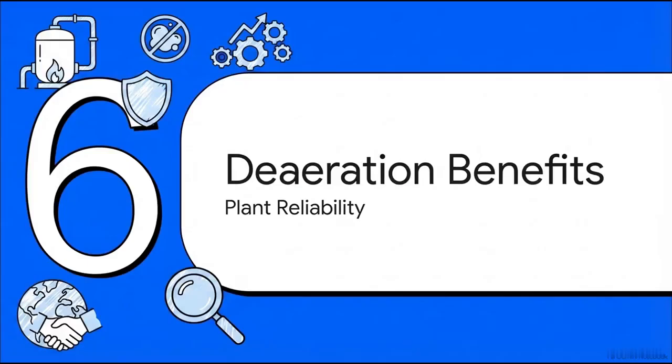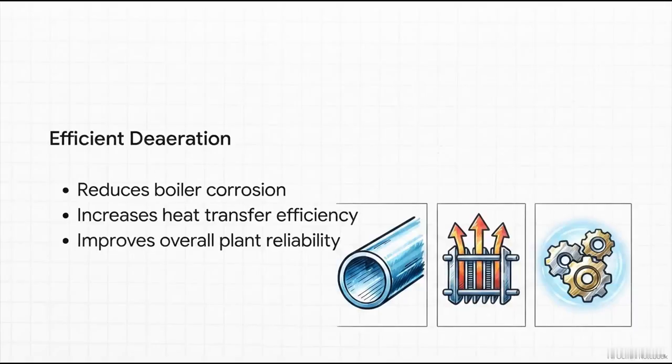Let's zoom out now for Section 6, the big picture benefits. This whole process brilliantly illustrates the ultimate payoff for industrial plants. By flawlessly executing this gas removal, the deaerator essentially accomplishes 3 massive things. First off, it drastically reduces boiler corrosion. We are talking about saving millions of dollars in pipe replacements and literally extending the life of the entire facility by decades.